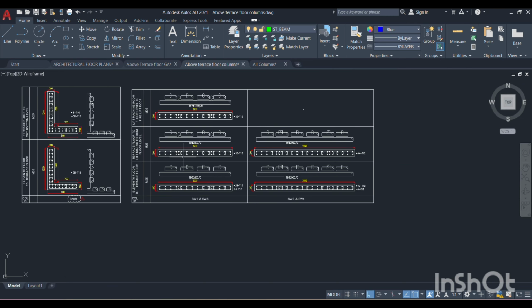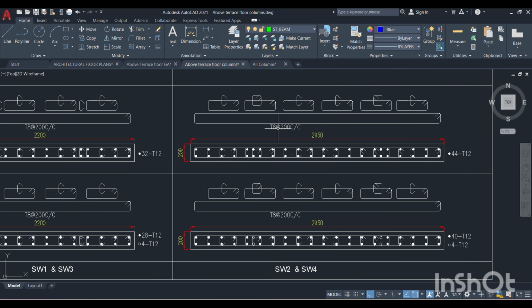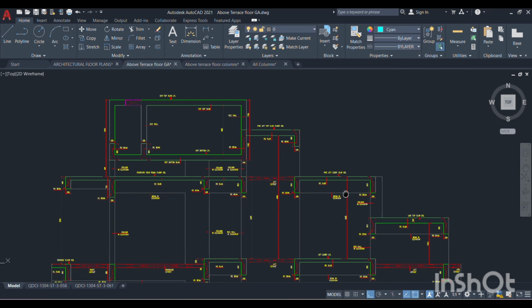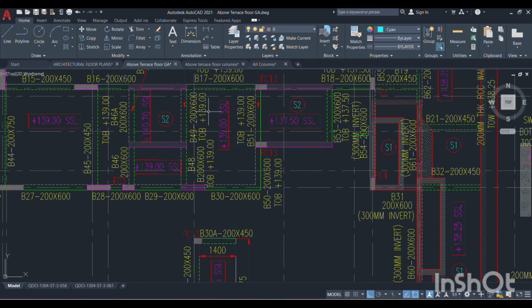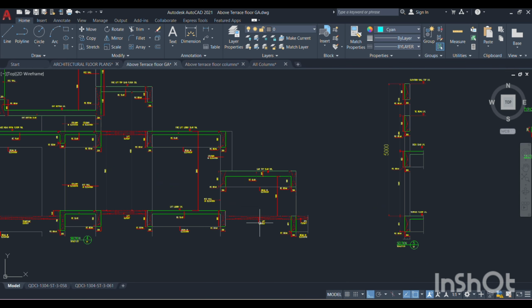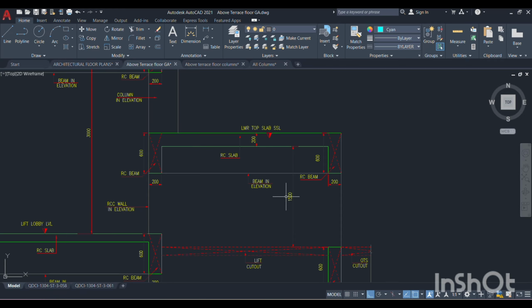This is the next thing. Similarly, this is SW2 and SW4. If you check, this is the section, and this is the other lift wall. So how much height is this lift wall going up to? From the terrace floor it is going to 1500 mm height. This is 1500 plus 200, total 1700 mm.